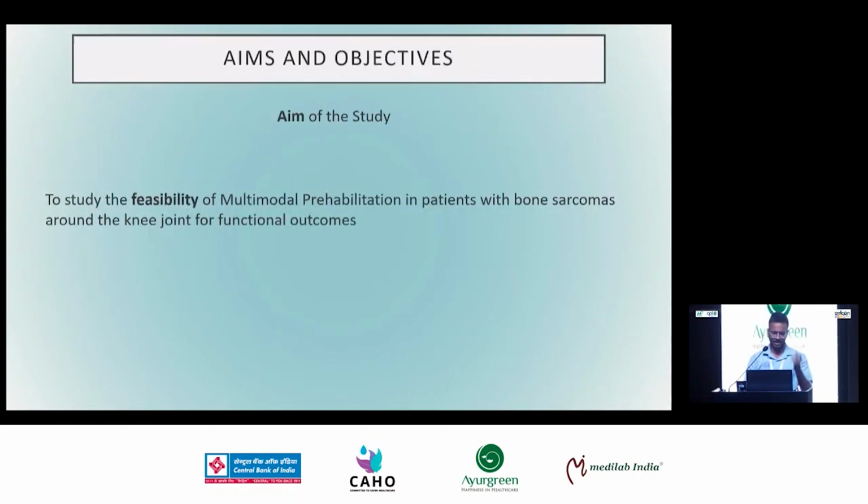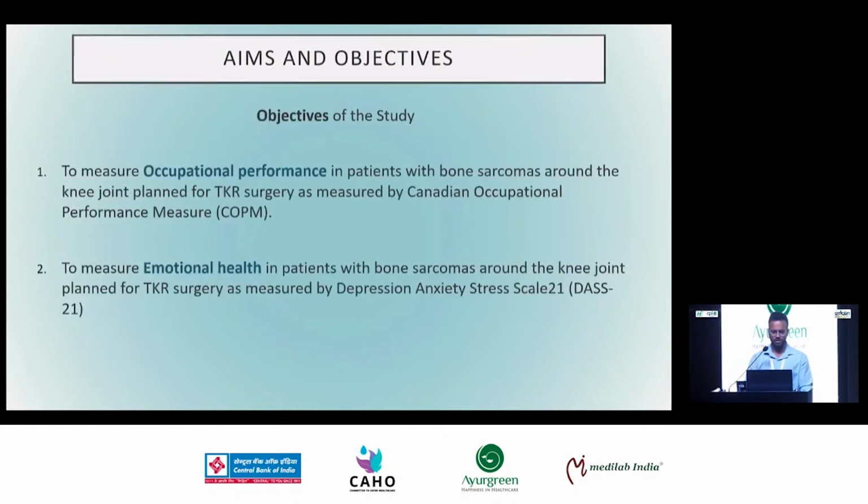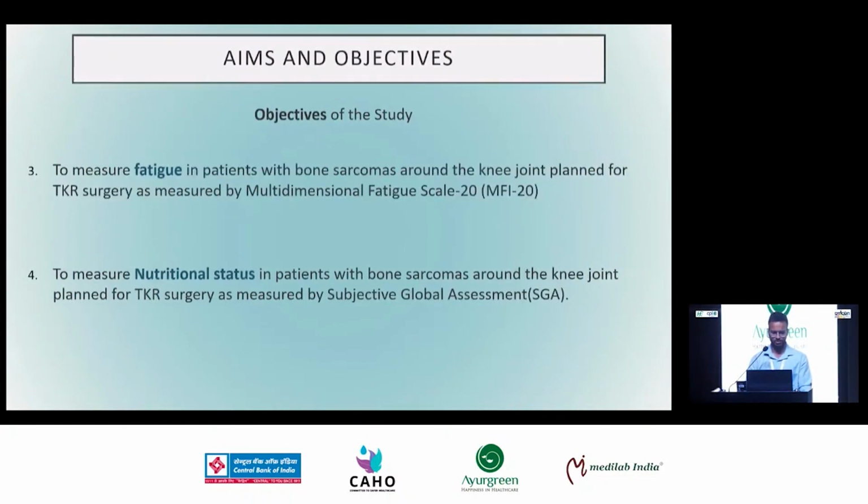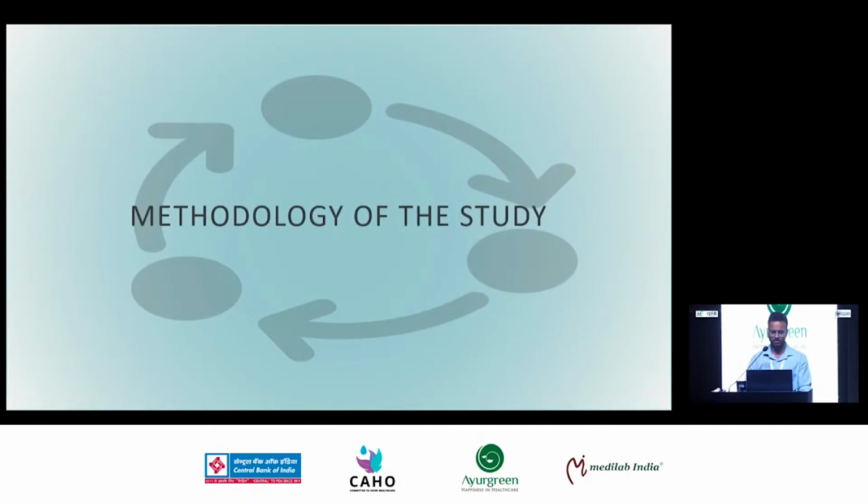So the study aimed to understand the feasibility of multimodal prehabilitation in bone sarcomas around the knee joint for functional outcomes. The objectives were to measure occupational performance using the Canadian Occupational Performance Measure, to measure emotional health using the Depression Anxiety Stress Scale 21 module, to measure fatigue using the Multidimensional Fatigue Inventory Scale 20, and to measure nutritional status by using the Subjective Global Assessment. Coming to the methodology of the study.